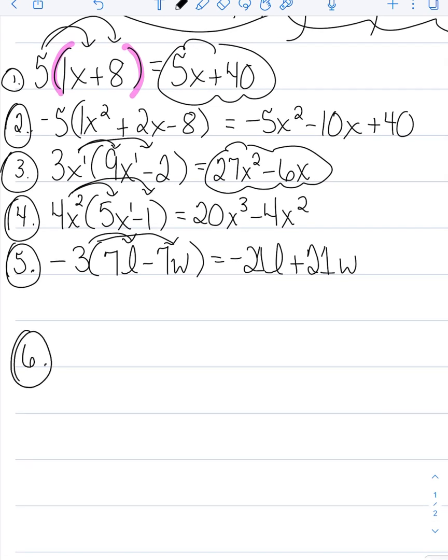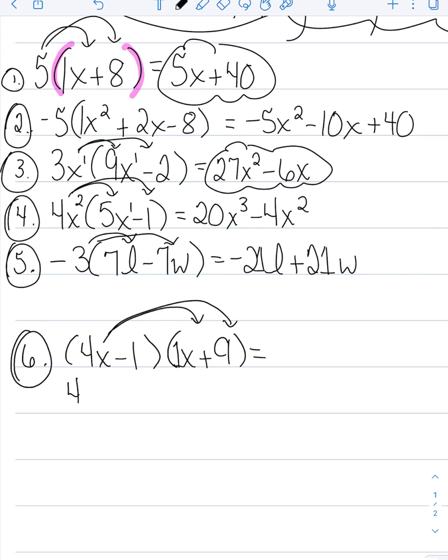Now let's step it up a little bit. Sometimes we will multiply two binomials. Now, first of all, we can still use the distributive property here, okay? I can multiply everything by 4x. Okay, I'm going to go ahead and do that. 4x times 1x is 4x squared. 4x times 9 is positive 36x. And then I'll multiply everything by -1.